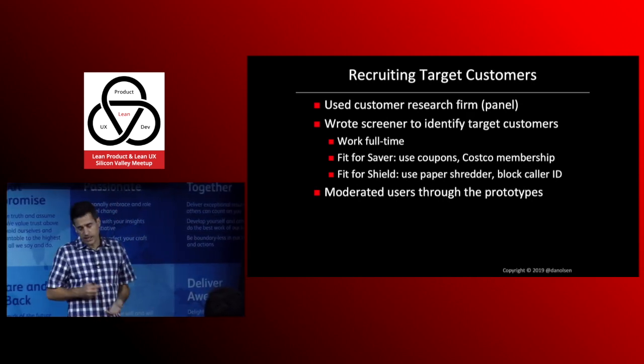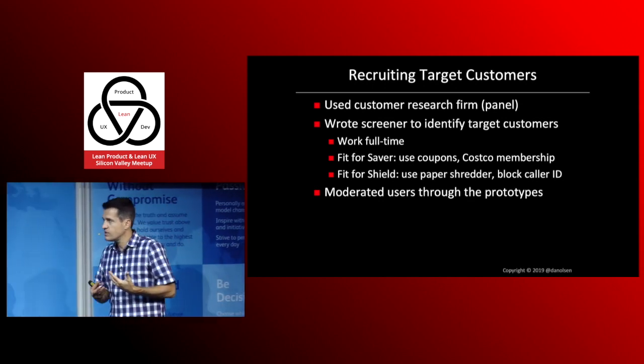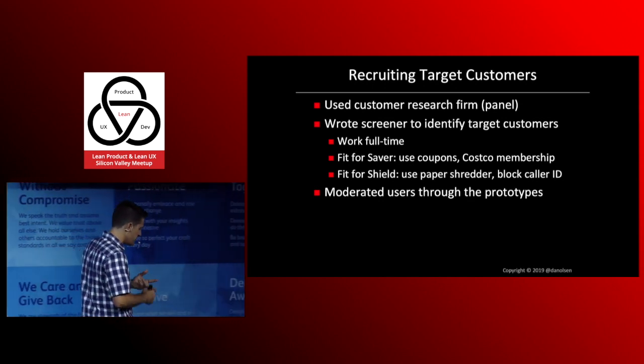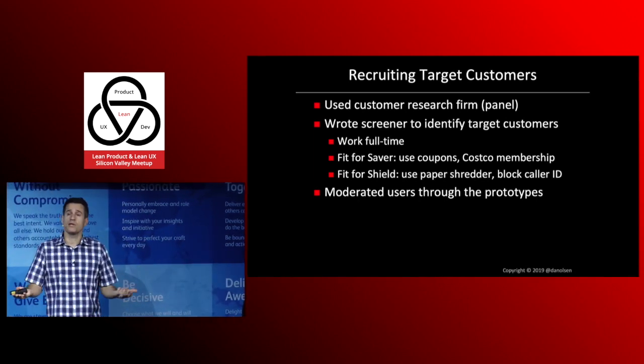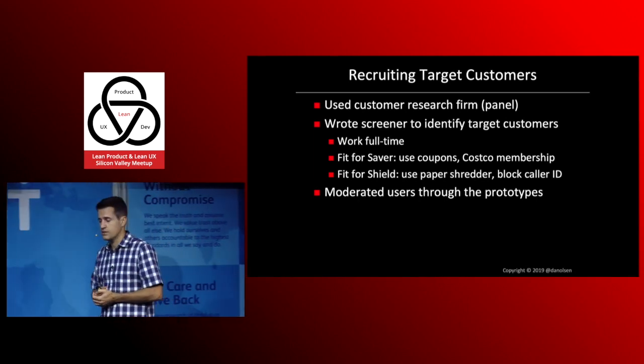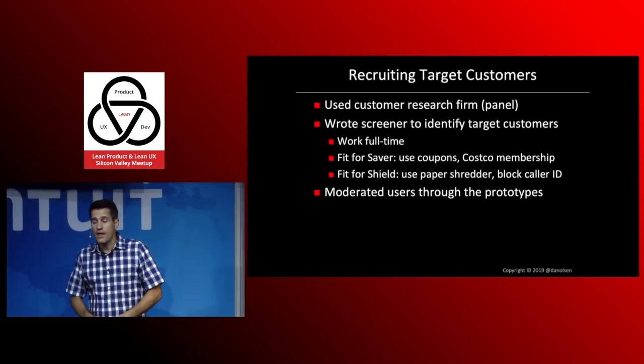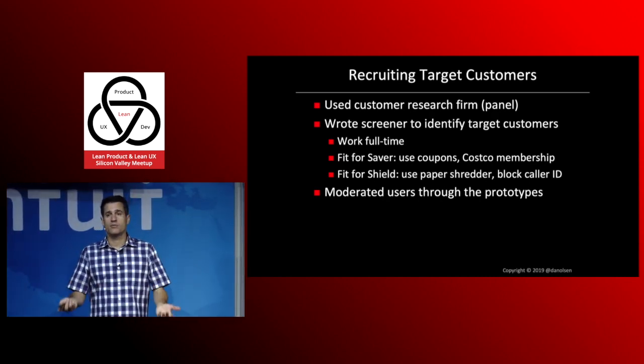Same thing for the shield. We said, hey, if this is about privacy and security, maybe they have a paper shredder, they have antivirus, they have caller ID blocking, all that kind of stuff. And some people were in both. It worked pretty good, just that simple behavioral segmentation to kind of screen people in a little bit. And then once we had the users recruited, I moderated them through the prototype.